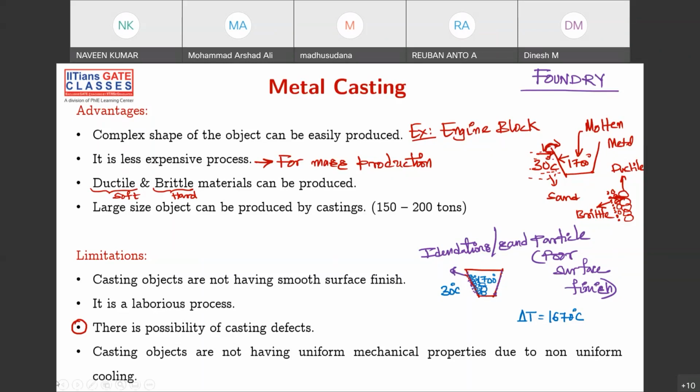And casting does not have uniform properties. Not uniform in the sense that, like you see here, the outside is brittle and the inside is ductile. If you want this kind of structure, it's okay. If you want a uniform material property, then it's a little difficult. So that is the problem with metal casting.